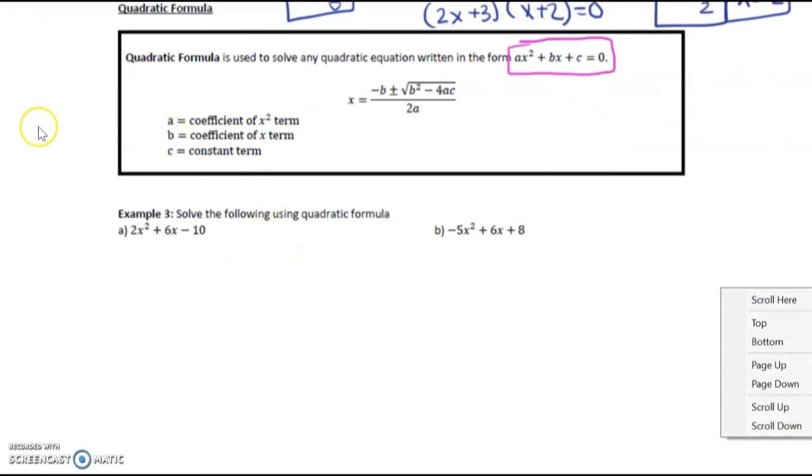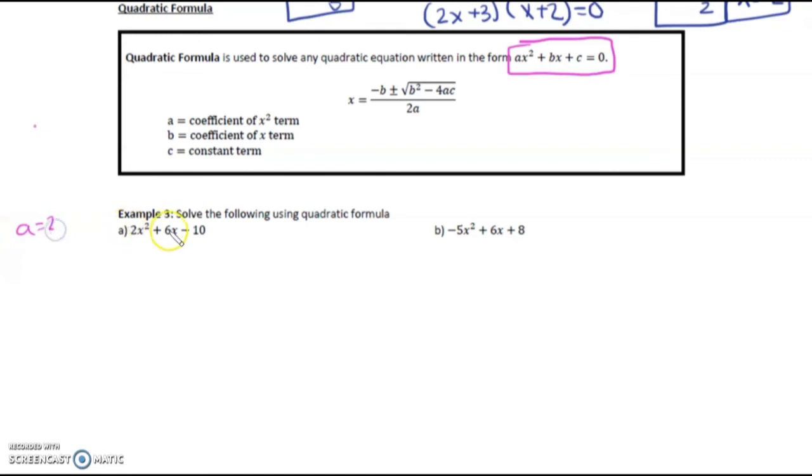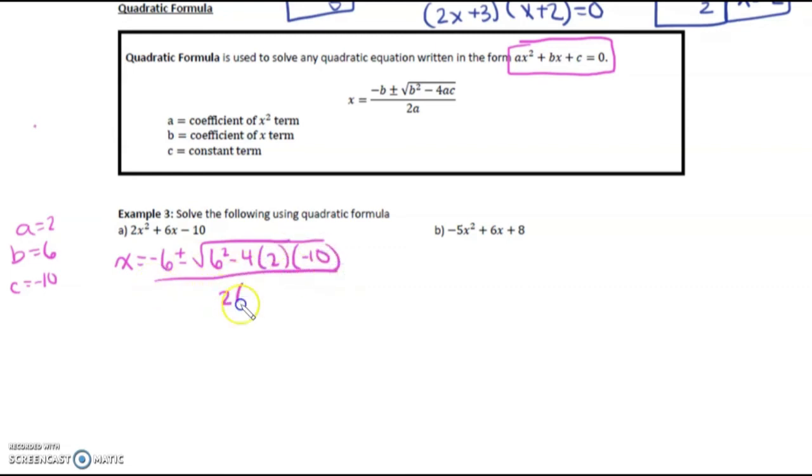Okay, so let's do the first one. Solve the following using the quadratic formula. So our a will be the 2, our b will be the 6, and our c will be the negative 10. Okay, and you have to make sure that you put the negative on there. So x equals negative b, so negative 6, plus minus the square root of b squared, so 6 squared, minus 4, a is 2, and c is negative 10. Okay, all over 2a.